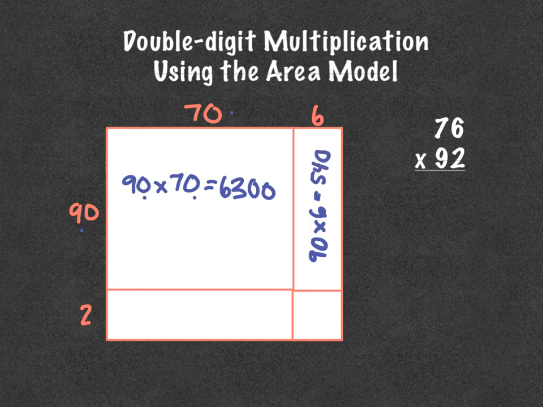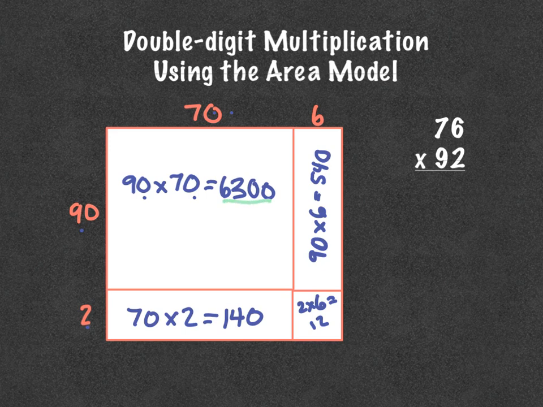So 540. Then 2 times 70 is our next step. So 70 times 2 equals 140. And then our very last one, we have 2 times 6. So 2 times 6, got to write real small in here, is 12. And now we're ready to add these up.